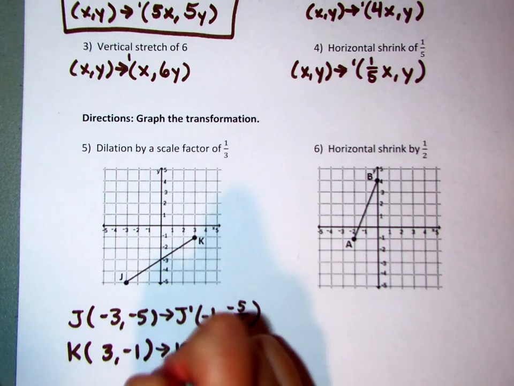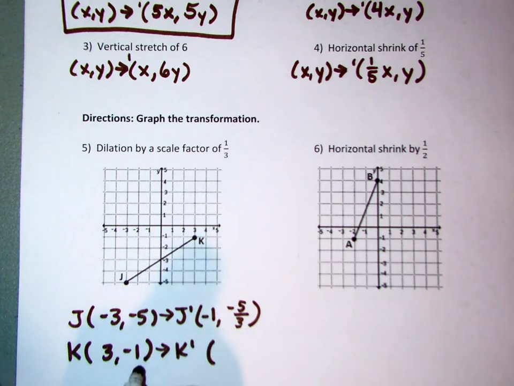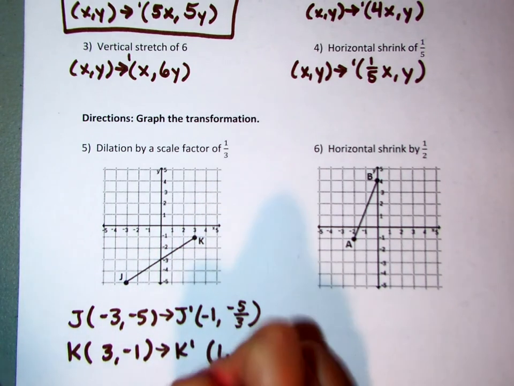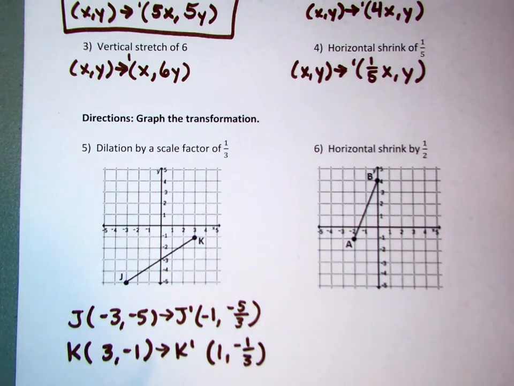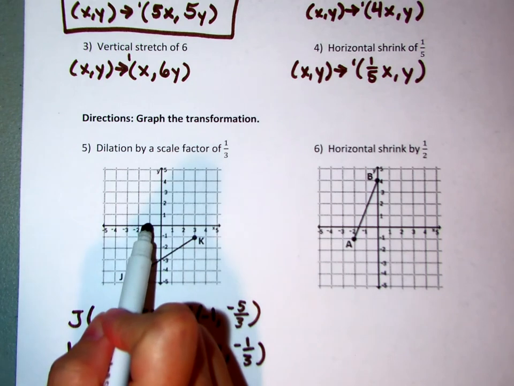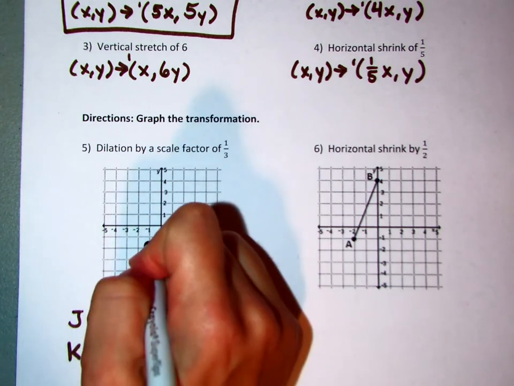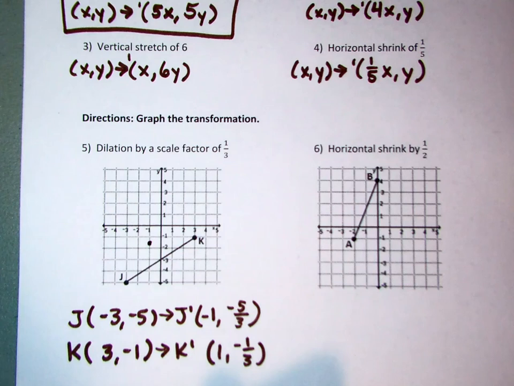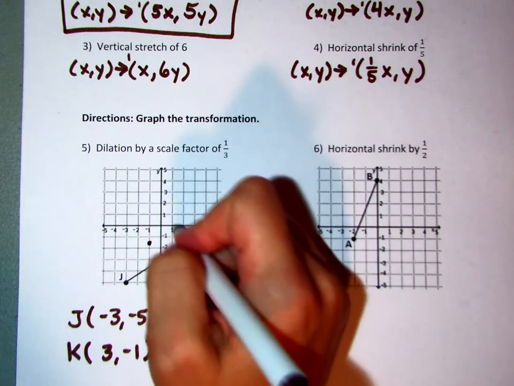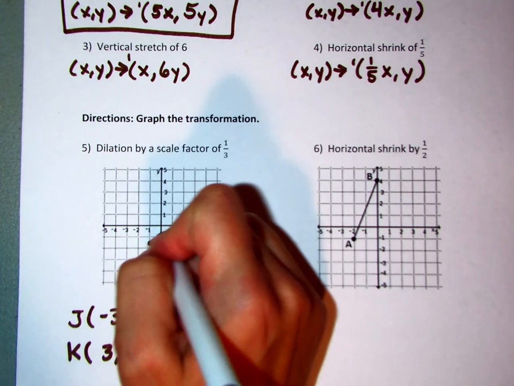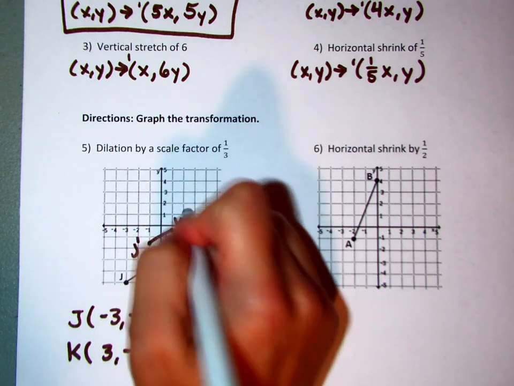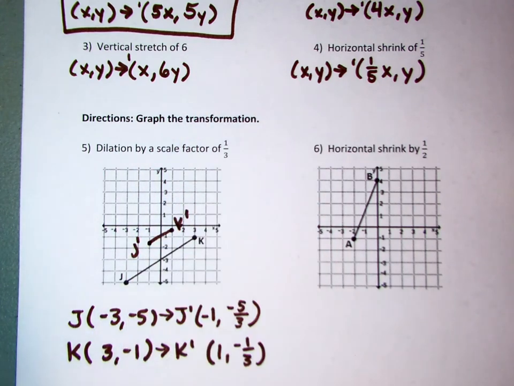For the K prime, we're going to multiply both of these by 1/3 as well. 1/3 of 3 is 1, and then 1/3 of -1 is -1/3. So we'll do our best to plot these points here. We're going to plot the point -1, -1 2/3, so right about here is where my J prime is. And then we're going to plot the point 1, -1/3, which is right about here. So we're going to connect those. This is called J prime, this is called K prime, and there shows our dilation. This one is an example of a reduction.